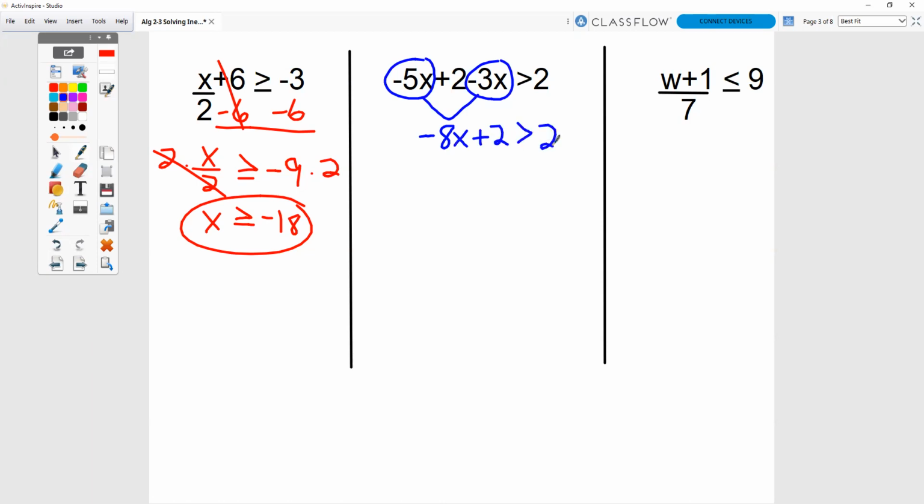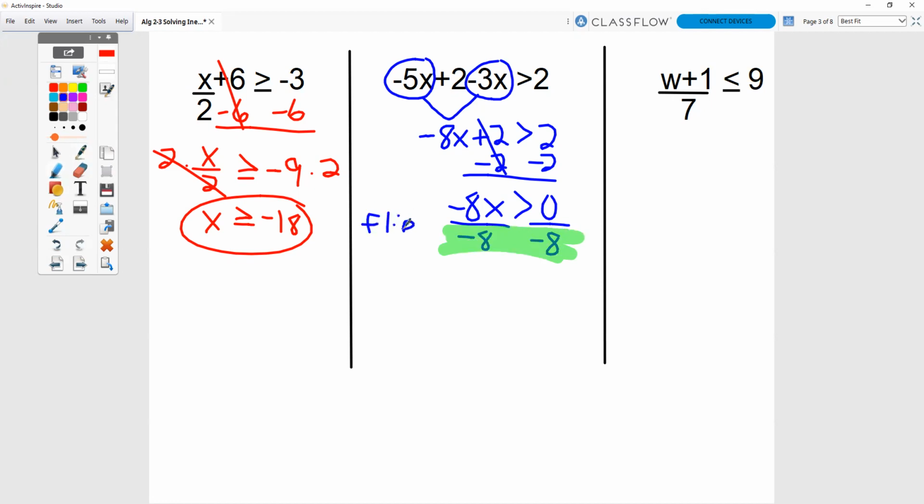So bring down your plus 2 greater than 2. Now it's just a two-step equation. Minus 2 minus 2. So negative 8x is greater than 0. Divide by negative 8 and by negative 8. Again, be careful. This bottom number is negative. So we have to flip the sign.